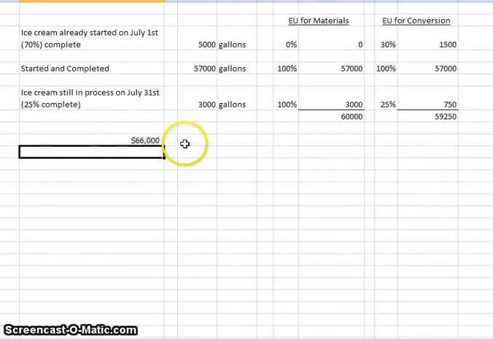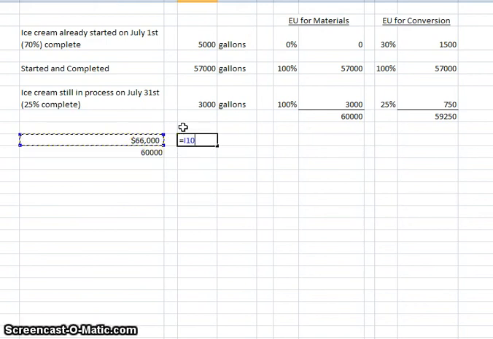What you're going to do is divide that number by the direct materials equivalent units. So we have 60,000 equivalent units. Total direct material costs divided by total equivalent units is going to equate to $1.10 per unit. So for every equivalent unit, you had $1.10 of direct materials.